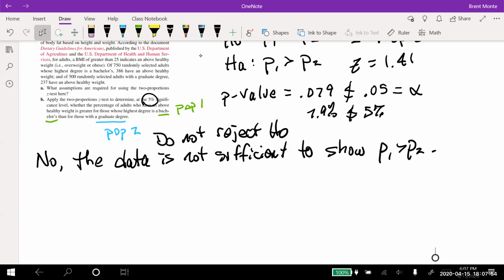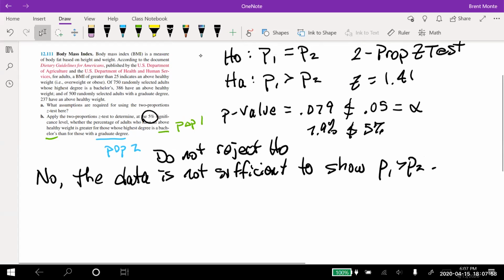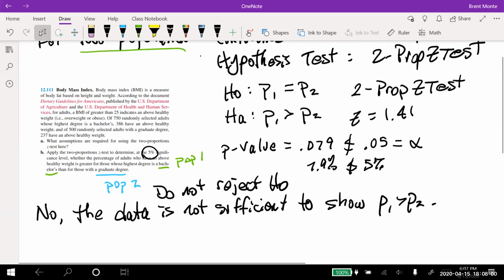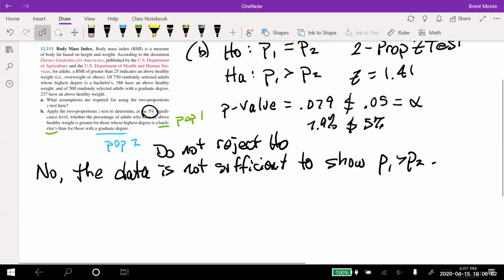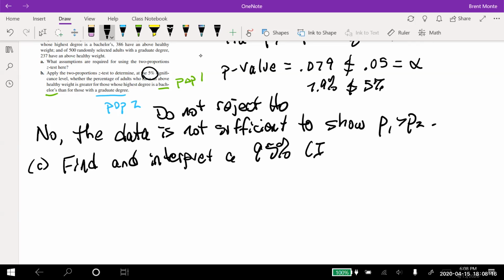Okay, I'm going to add a step to this. That was actually part B. I don't know if I ever called it a B. We just talked about A. But C, what I want to do is let's do a 95% confidence interval. All right, so let's do that. We already have all the numbers in there.